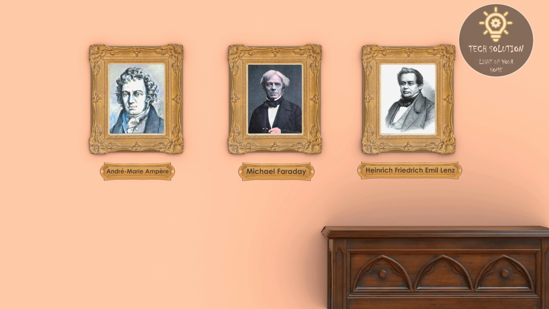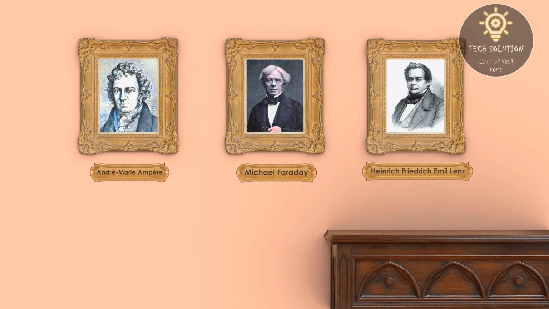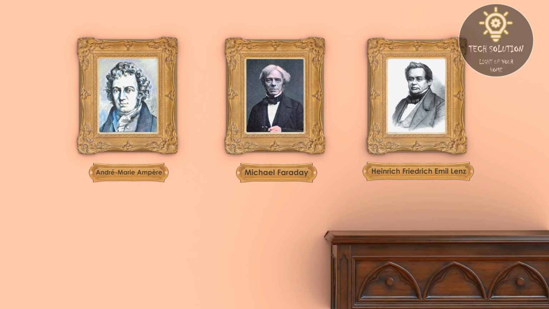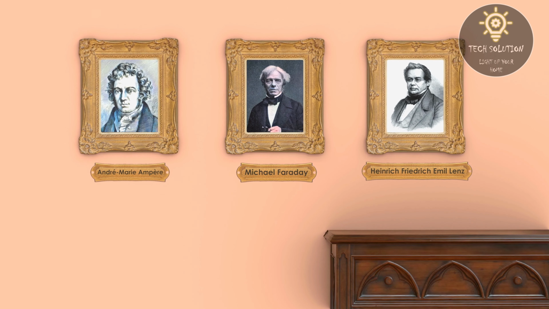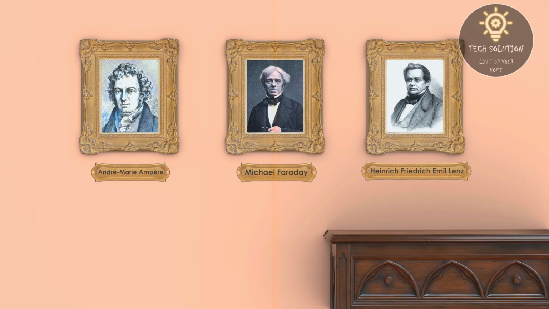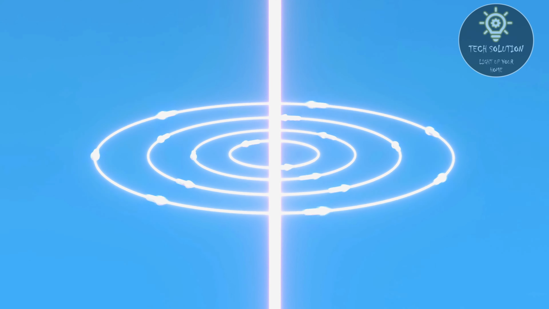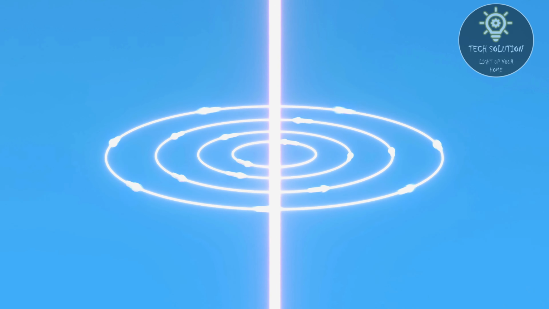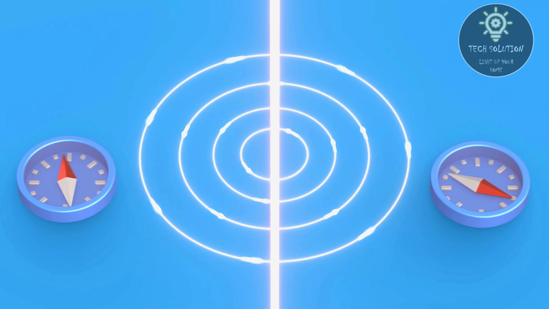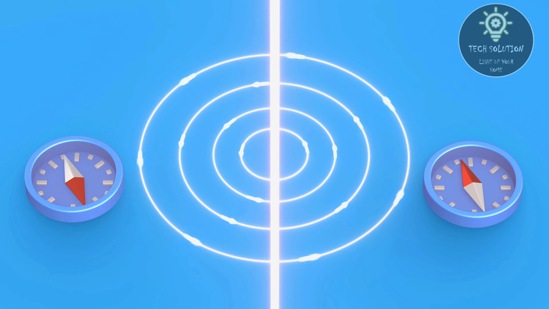But before diving in, let's explore some governing laws: Ampere's law, Faraday's law of electromagnetic induction, and Lenz's law. Ampere's law states that when an electric current flows through a wire, it creates a magnetic field around it. Observe this using a compass. The needle will align with the magnetic field.